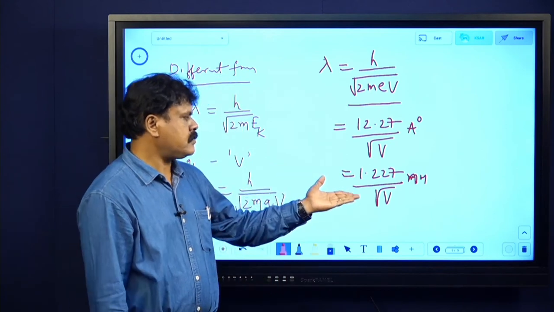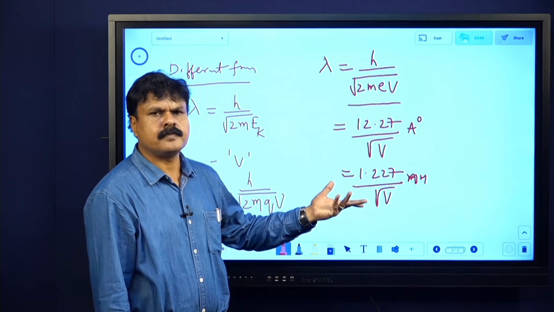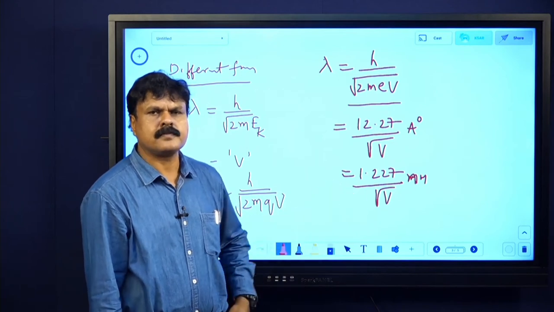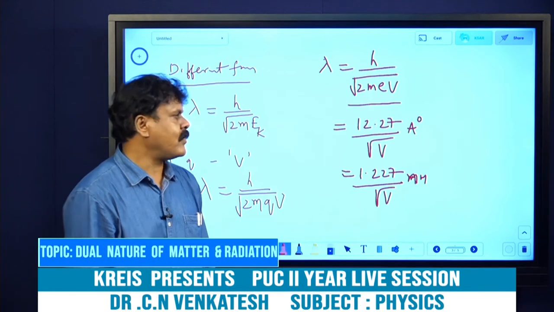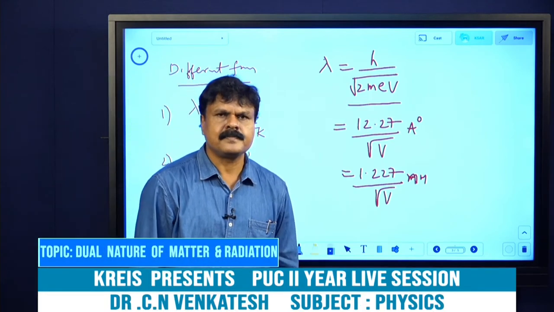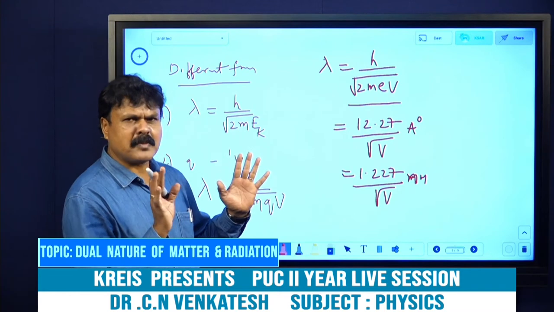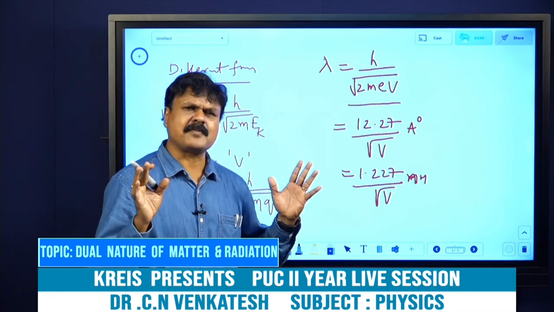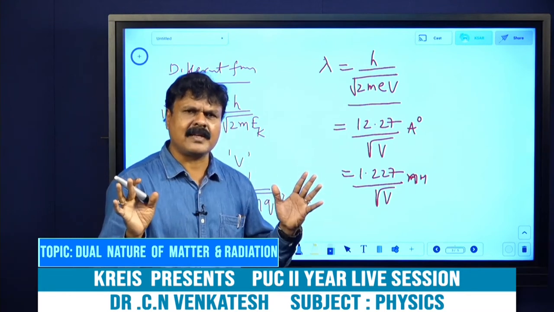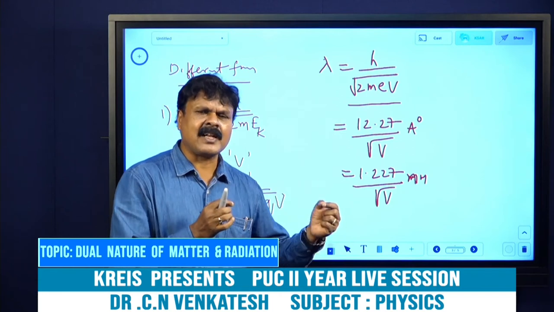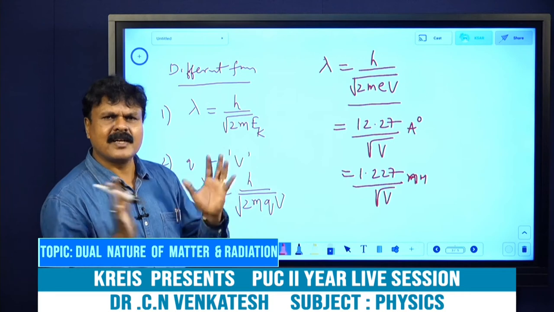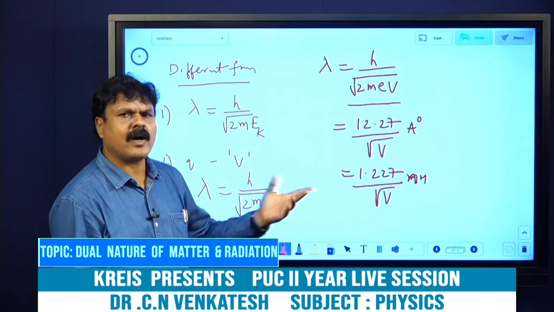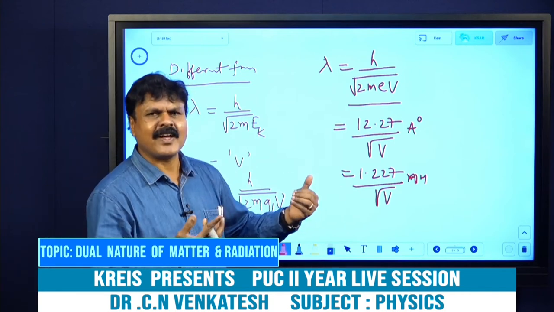Say an electron is accelerated through a potential difference of 100 volts. What is the wavelength associated with it? Okay, how do you do it? Don't feel like the problems are tough or something like that. No way, I'm telling you. Only a little bit of mathematical knowledge: addition, subtraction, multiplication and division, and squaring and all those things.